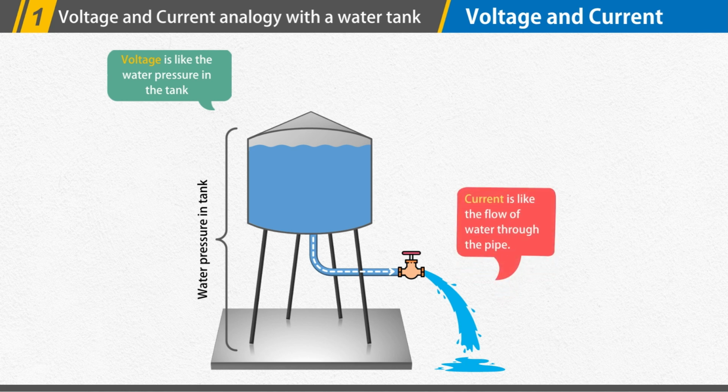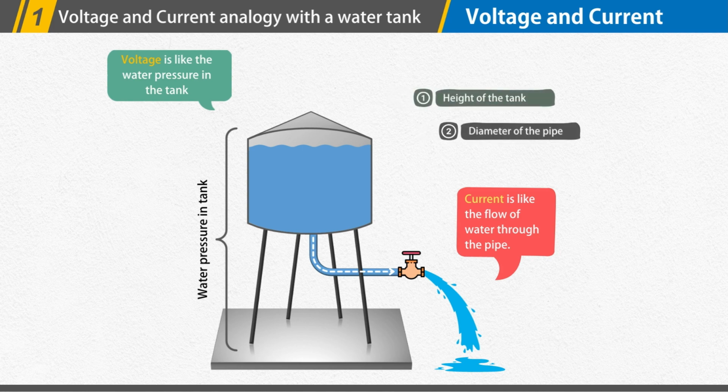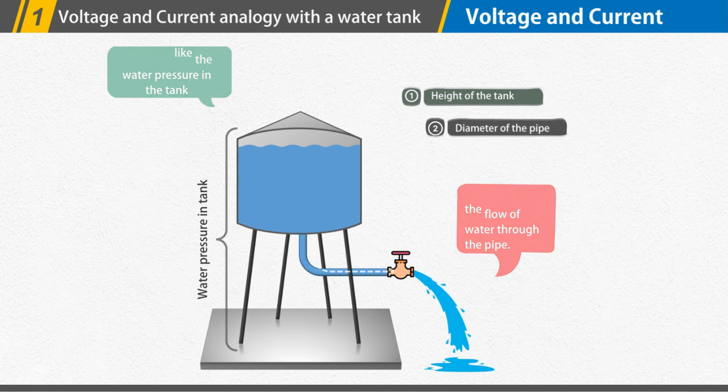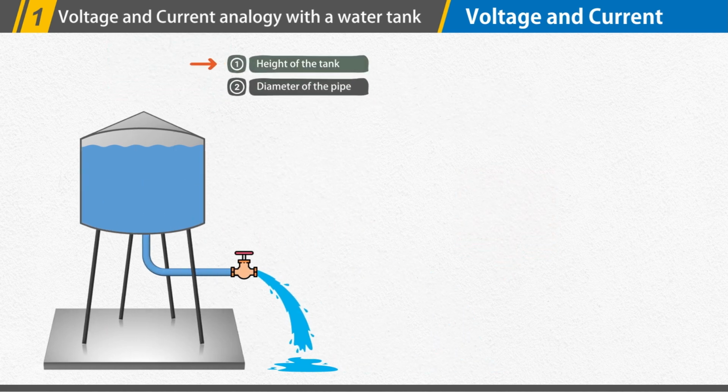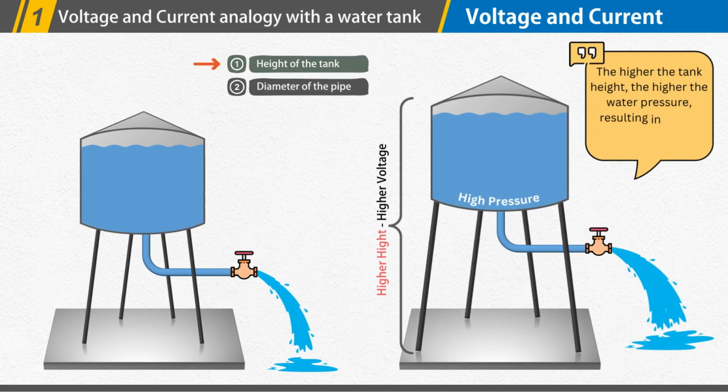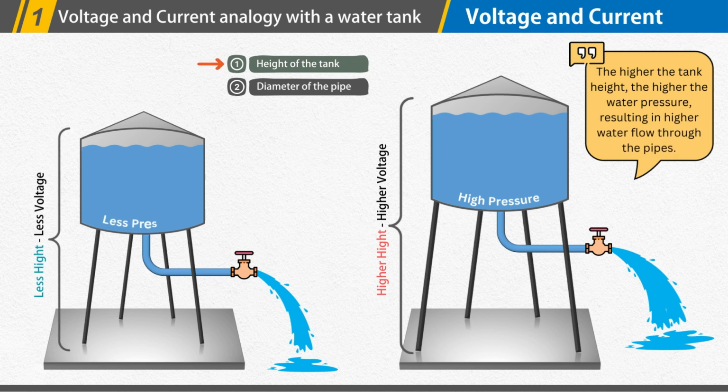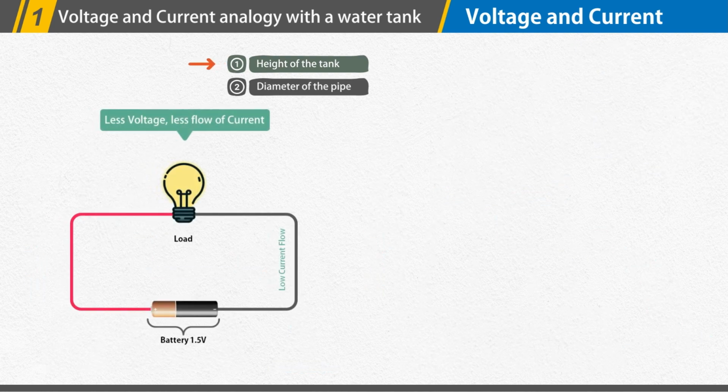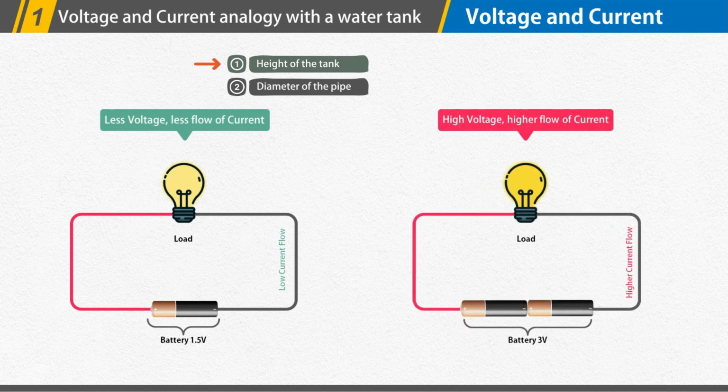How much water will flow through the pipe mainly depends on two factors: the height of the tank and the diameter of the pipe. The first factor is the height of the tank, which determines the amount of pressure, or force, that the water exerts on the pipe that runs down the building. The higher the tank, the more pressure there will be, and the flow of water in the pipe will also increase. Similarly, the voltage in an electrical circuit is the amount of electrical pressure or force that is exerted on the circuit. Just as a higher water tank creates a higher water pressure, a higher voltage creates a higher electrical pressure.